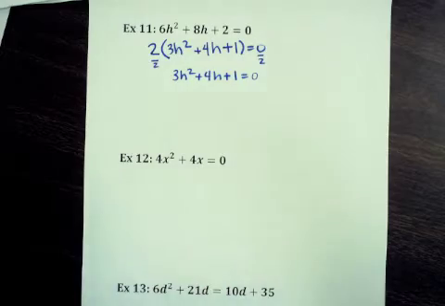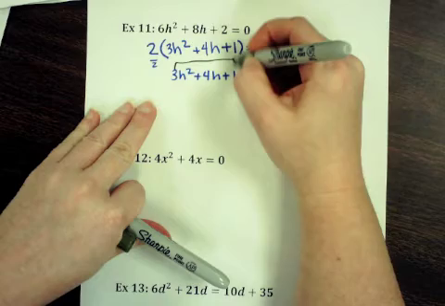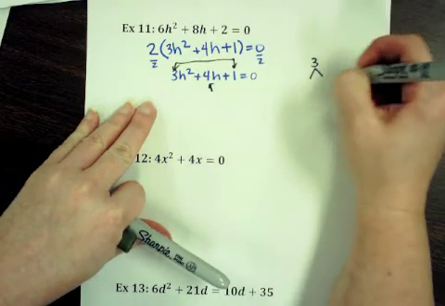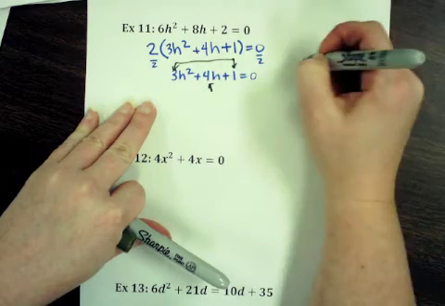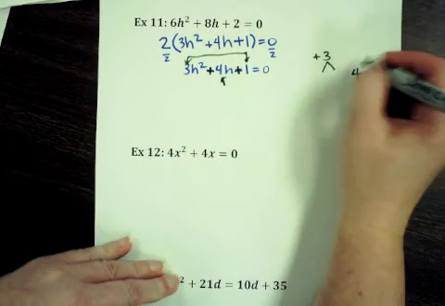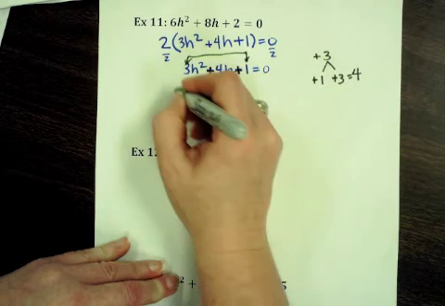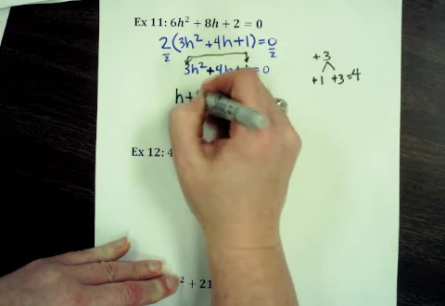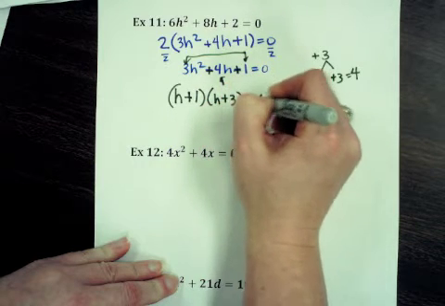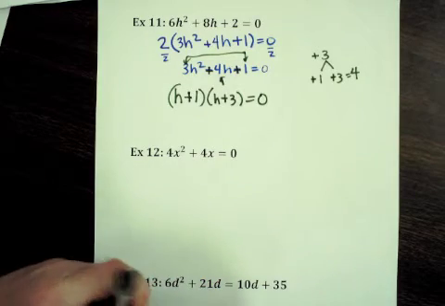What multiplies to give me, hopefully you said 3, but adds to give me 4. Signs are the same, and they're both positive. So that's going to be plus 1 and plus 3. That makes 4. So h plus 1, h plus 3, and I'm done, right? So h equals -1, h equals -3.